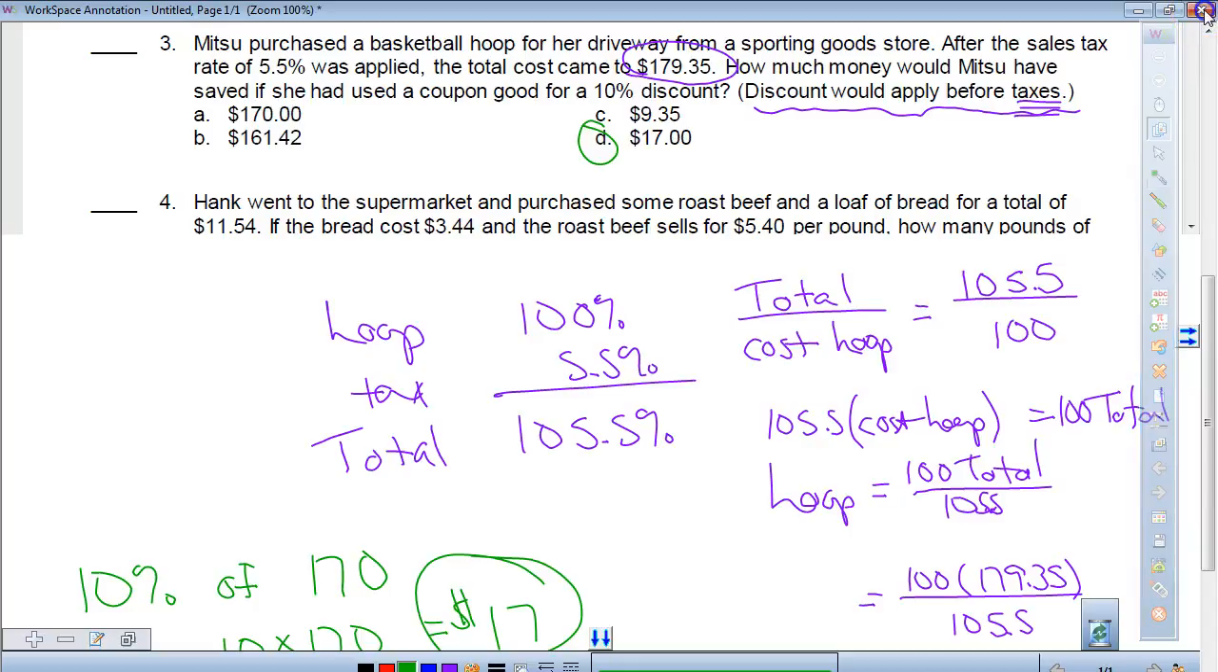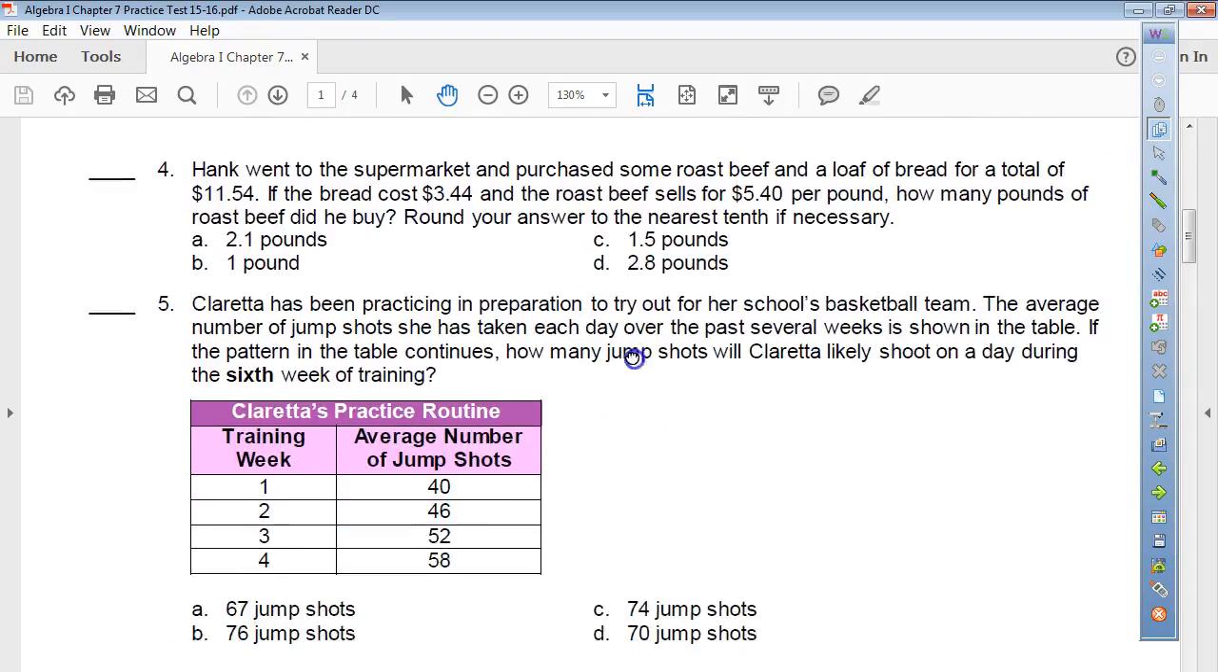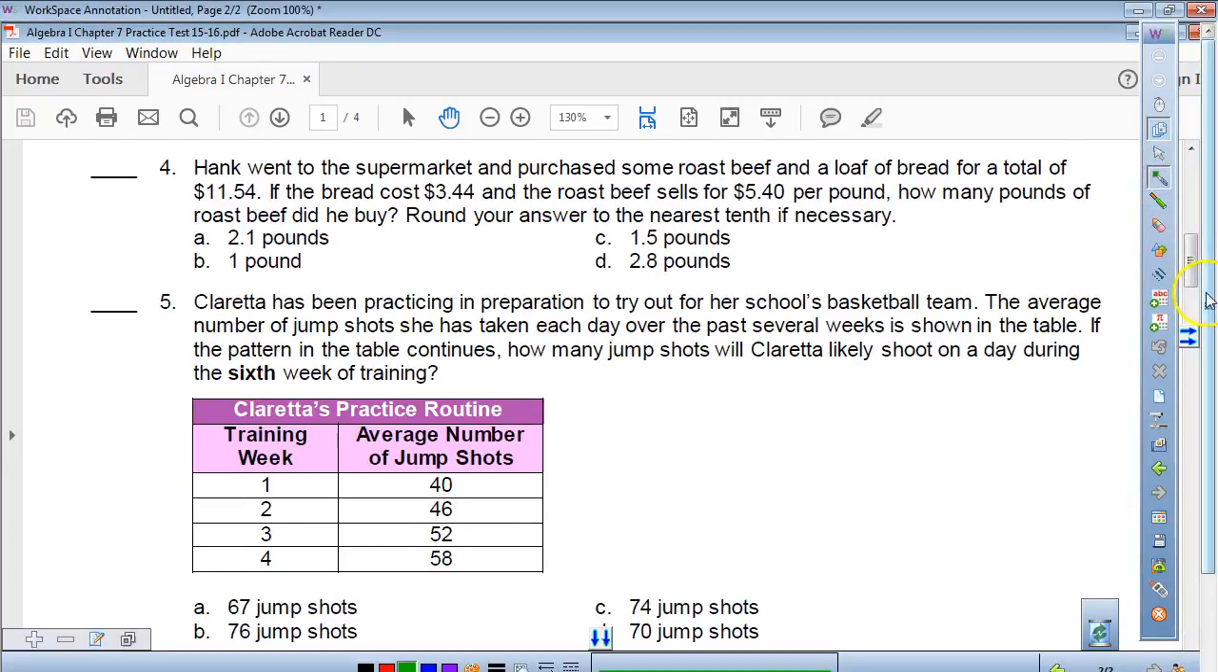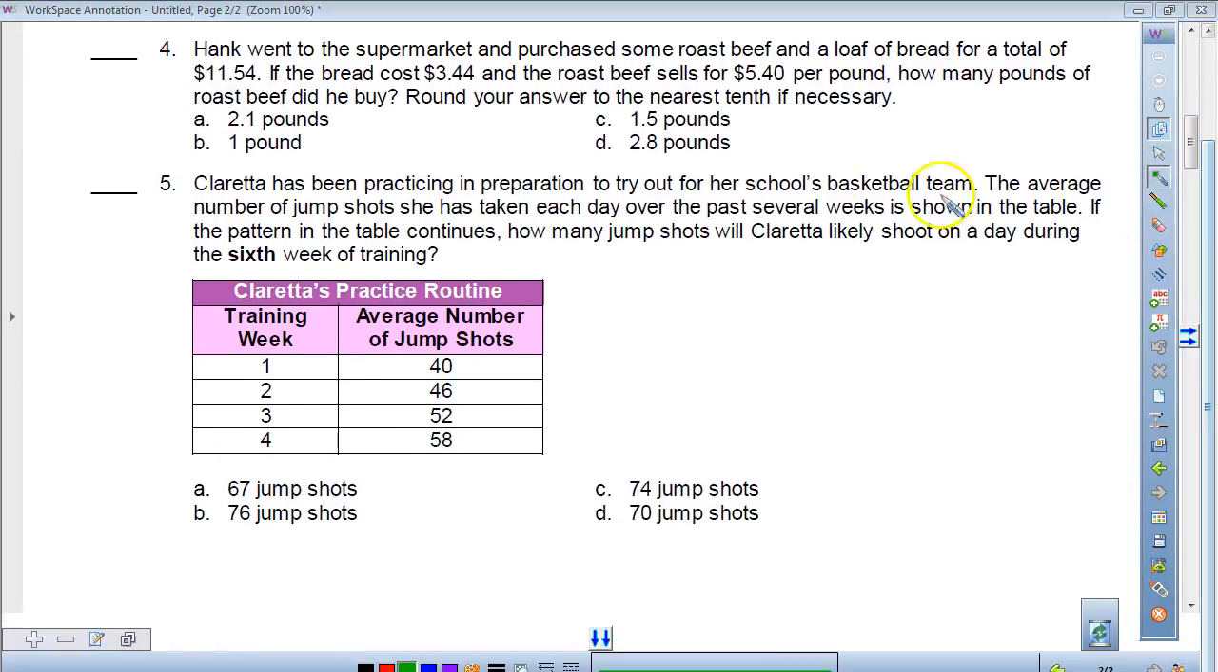Okay, number 4. Hank went to the supermarket and purchased some roast beef and a loaf of bread for a total of $11.54. The bread cost $3.44 and the roast beef sells for $5.40 per pound. How many pounds of roast beef did he buy?